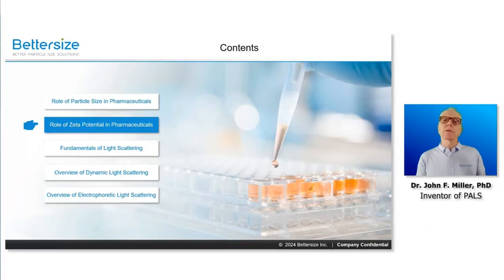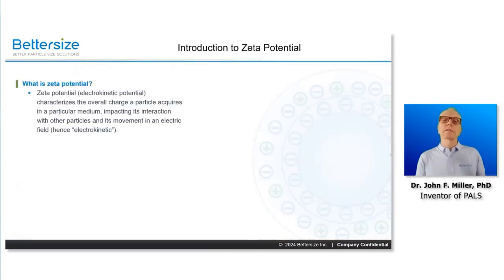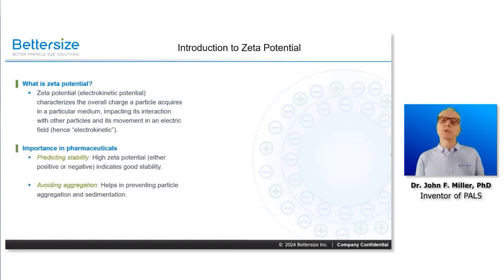Let's move on now to an overview of the role of zeta potential in pharmaceuticals. Zeta potential is defined as the electrokinetic potential in colloidal dispersions. It is a measure of the electrical charge on the surface of particles and is crucial for predicting the stability of pharmaceutical suspensions. Generally speaking, high zeta potential, whether positive or negative, indicates good stability, as it means the particles will repel each other and remain dispersed rather than aggregating. Factors that affect zeta potential include the pH and ionic strength of the medium.